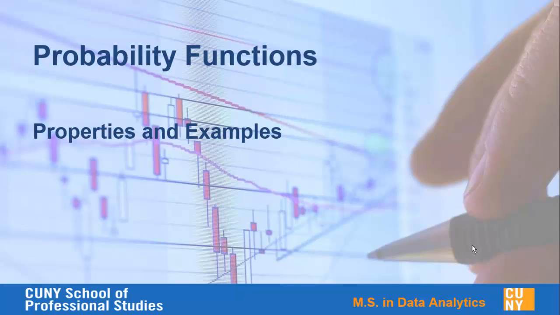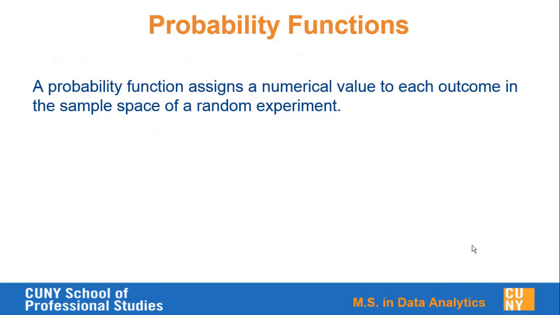In this lesson, we'll talk about probability functions. We'll consider their basic properties, and we'll look at a couple of examples. So a probability function assigns a numerical value to each outcome in the sample space of a random experiment.